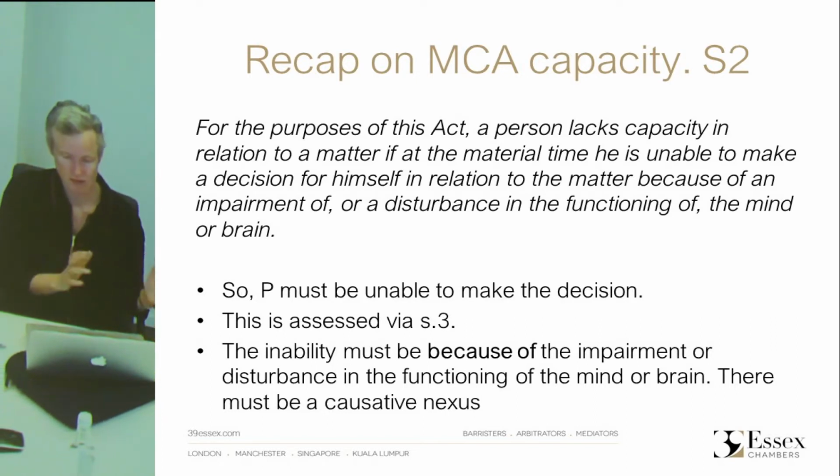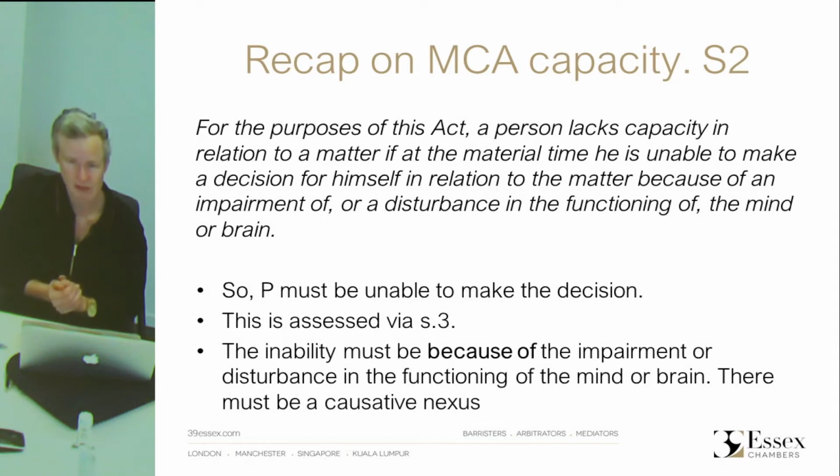That is assessed via section 3, and I'll come on to that. But the first point is, are they unable to make a decision, and is that because of an impairment or disturbance in the functioning of the mind or brain? Okay, so there has to be a causal connection between their inability to make the decision and their impairment. And their impairment must be an impairment in, or disturbance of, the functioning of the mind or brain.